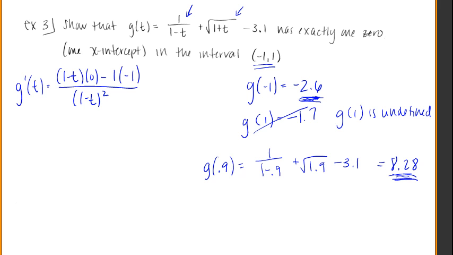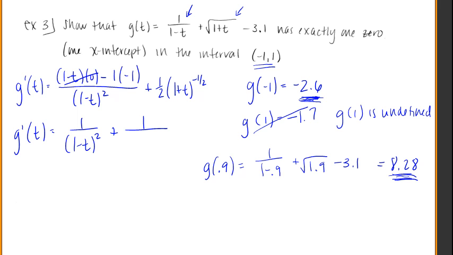Okay, and then plus the derivative of that would be 1/2 times (1 plus t) to the -1/2, and the derivative of -3.1, of course, is 0. So cleaning this up, that goes away. We get 1 over (1 minus t) squared plus, let's write it like this, 1 over 2 square root of 1 plus t.